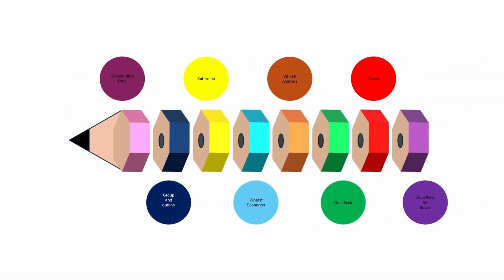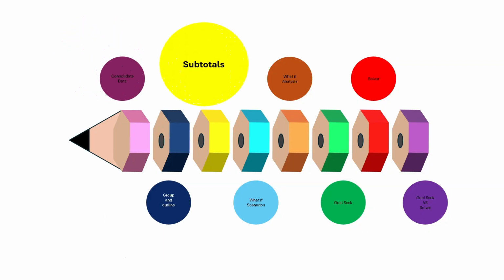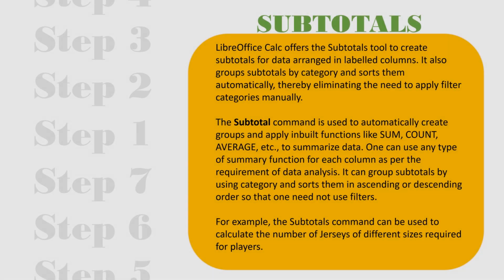Today we learn the third topic in Unit 2, Chapter 4, that is, subtotals. What is the meaning of subtotals? LibreOffice Calc offers the Subtotals tool to create subtotals for data arranged in labeled columns. It also groups subtotals by category and sorts them automatically, thereby eliminating the need to apply filter categories manually.